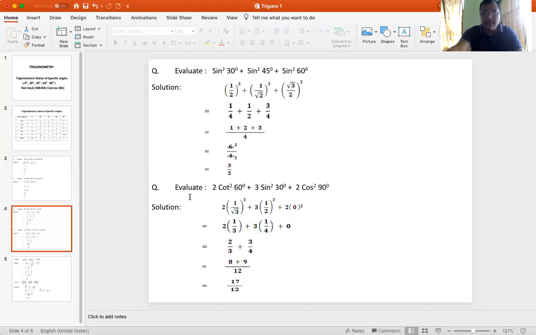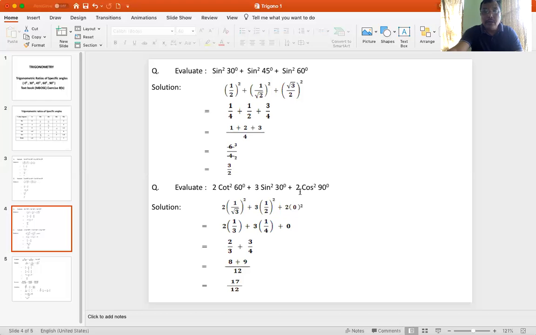Now in this next question, we are to evaluate 2 cot square 60 degree plus 3 sine square 30 degree plus 2 cos square 90 degree. Now to start with the solution, we write down this 2 here, and cot 60 degree from the table is found to be 1 by root 3. So we write here 1 by root 3. Since we have here cot square, so we write 1 by root 3 whole thing square. Plus, again here we have 3, so we write down that 3. Now sine 30 degree from the table is found to be 1 by 2, so we write here 1 by 2. Since it is sine square, so we have 1 by 2 whole thing square.